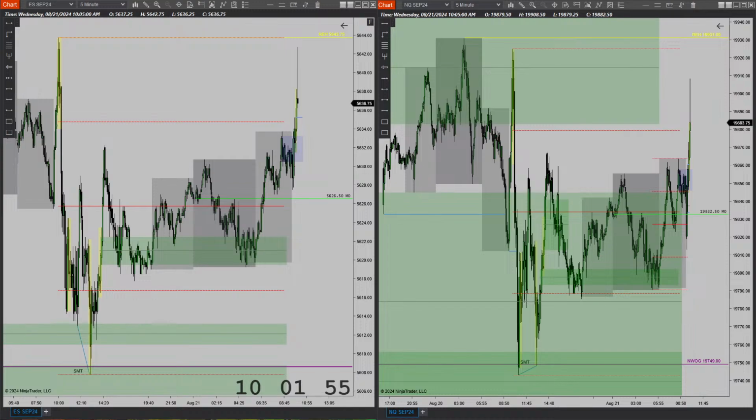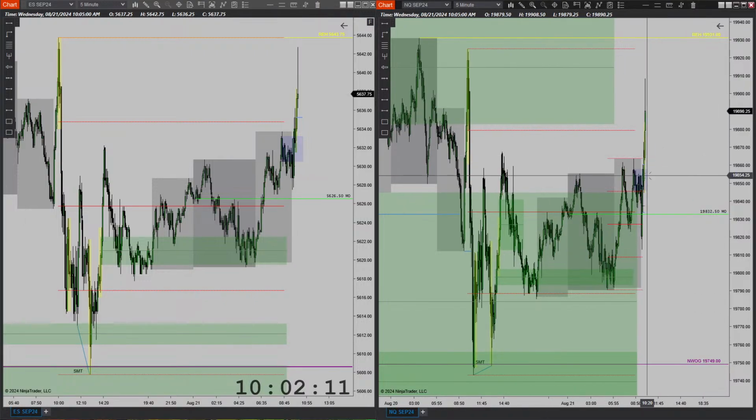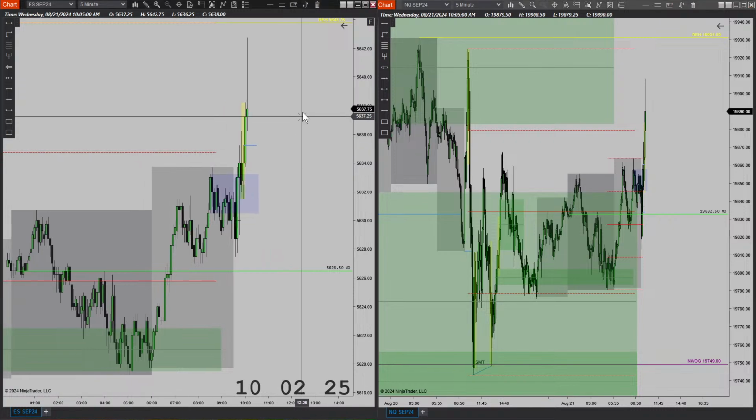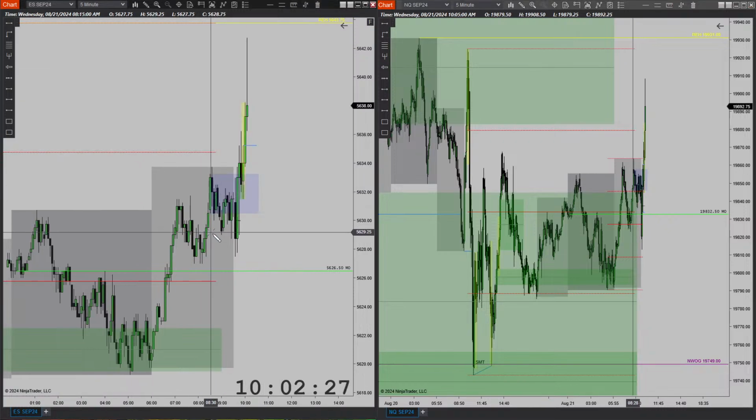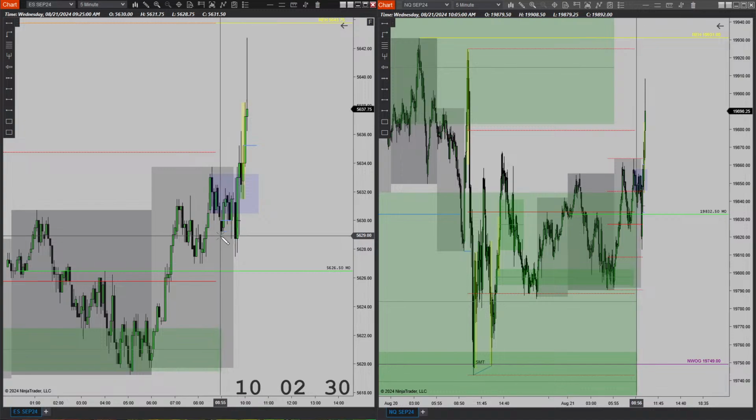Yeah, I read price pretty nice because again, I read this down move as the sell side of the market maker buy model. Same thing here, market making buy model. NQ, no entry. This one right here is pretty good. That's all I can say. I'm just really enjoying it. Yep, really enjoying it.